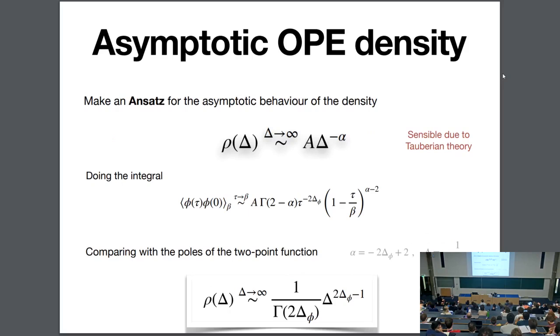First, we will make an ansatz. Again, I am making this ansatz because I also know Tauberian theory. Otherwise I would be more uneasy to do this. So the ansatz I'm making makes sense. I will make this ansatz, the conformal dimension to some power and some overall coefficient. I plug it in and I do the integral. And then I match with the poles. That's all. Very simple. And here it is. This is the asymptotic form, as delta goes to infinity, of the OPE density.